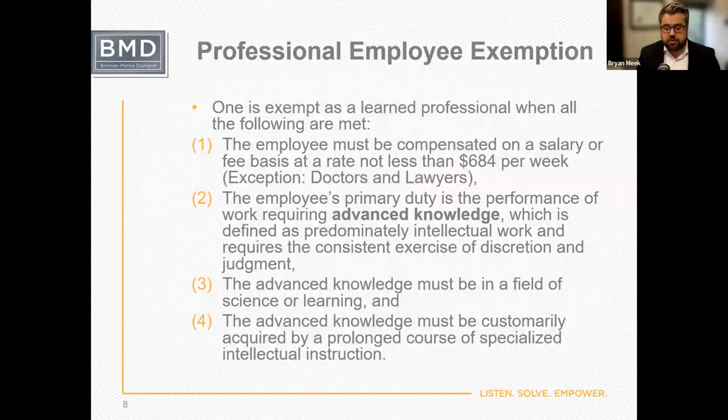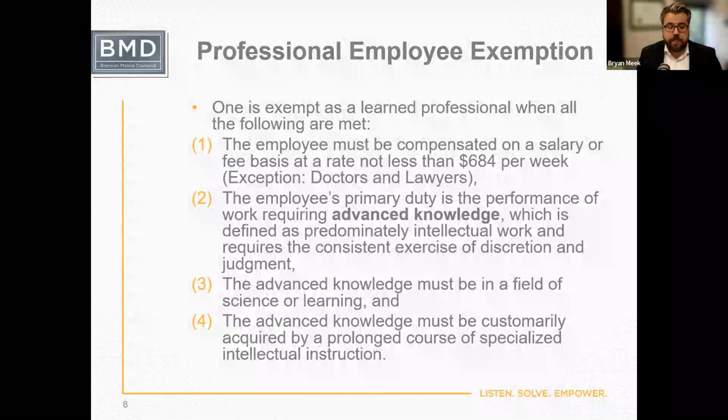The last exemption we're really going to cover here is the professional employee exemption. These are employees that, again, have to be paid on a salary basis of at least $684 per week. They're the ones performing work that requires advanced knowledge, and 99% of the time that's a result of an advanced degree, at least a bachelor's in the area where they're performing the work. Oftentimes we're talking about employees with higher levels of education. The advanced knowledge they use must be in a field of science or learning, and the knowledge must be customarily acquired by a prolonged course of specialized instruction. Most commonly, doctors and lawyers are obviously going to meet this. Interestingly, we'll come back to that in a moment.